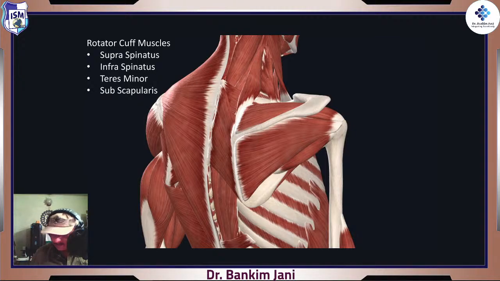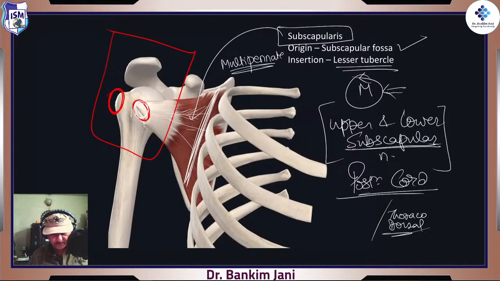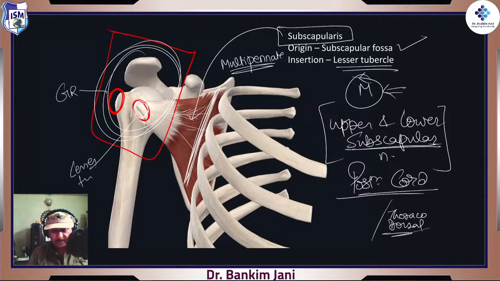As I said, just watch this. This is what I was telling: there is a greater tubercle and there is a lesser tubercle. Now these tubercles, actually they are inside, right? They are forming this shoulder joint.